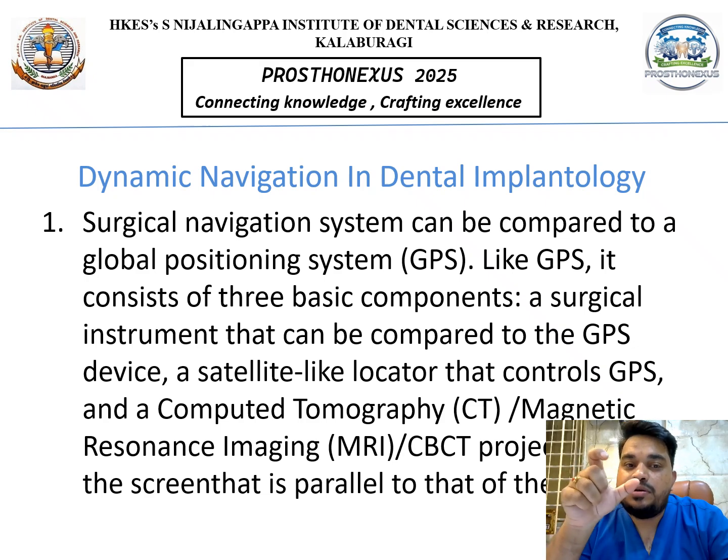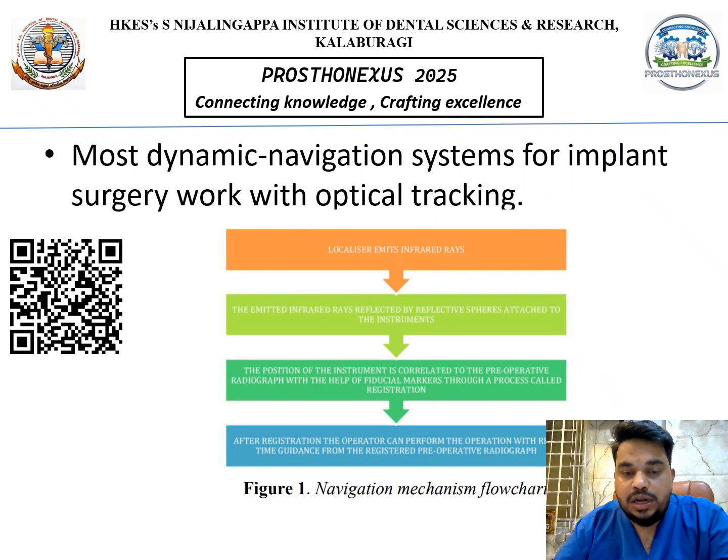Basically, it works like a GPS surgical system, a global positioning system. So it has three components. One component is your surgical instrument, that is compared to your GPS. The second one is the satellite, that is a locator that controls the GPS. And the third one is your computed tomography, that is your CT images. So how does it work?